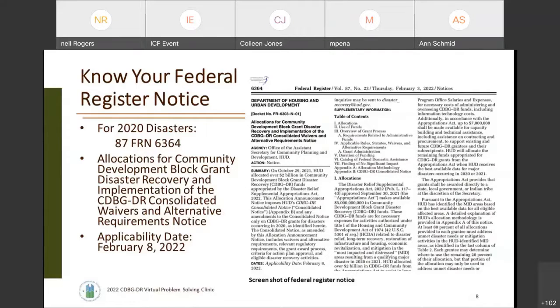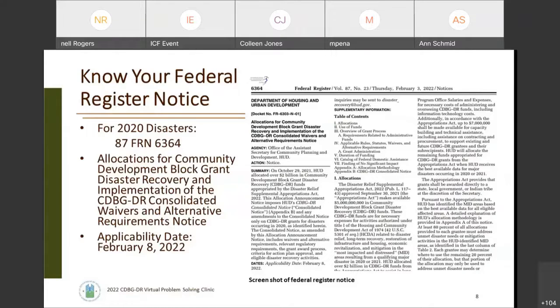And because these funds are not an annually allocated program that Congress sets aside in the annual budget, they are instead supplemental funds, which means that anytime Congress passes this funding and they designate funds to the Department of Housing and Urban Development, HUD then issues special Federal Register notices that outline the rules, requirements, and funding for this program. So the very first thing to know is to know your Federal Register notice.